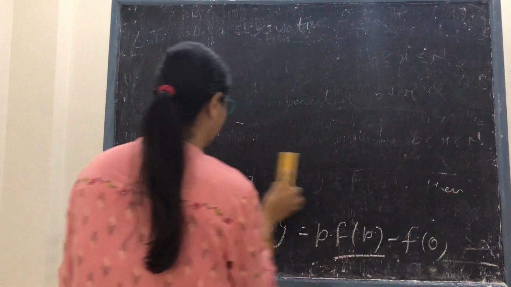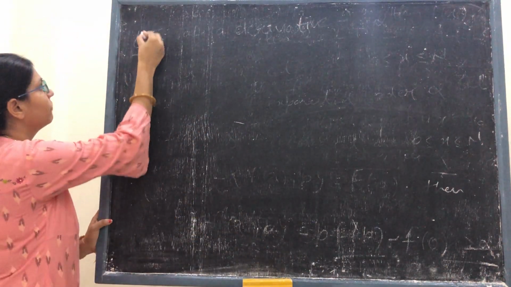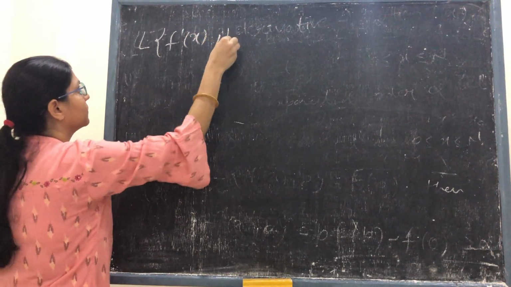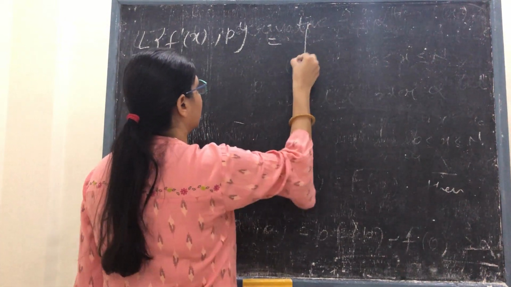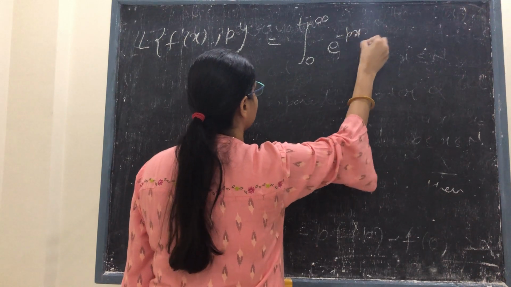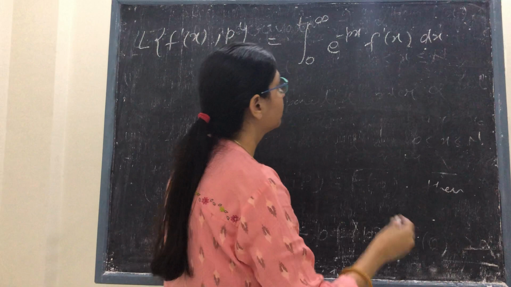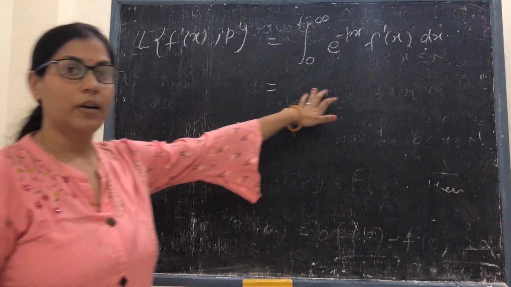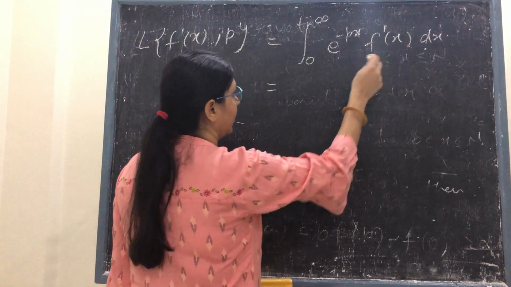तो हम एक Laplace transformation of function f dash x लेते हैं. Using the basic definition of the Laplace transformation, ये क्या हो जाएगा 0 से infinity e raised to the power minus px f dash x dx. This is f dash x. Now integrating it by using by parts. So first of all, we will integrate this and write this.